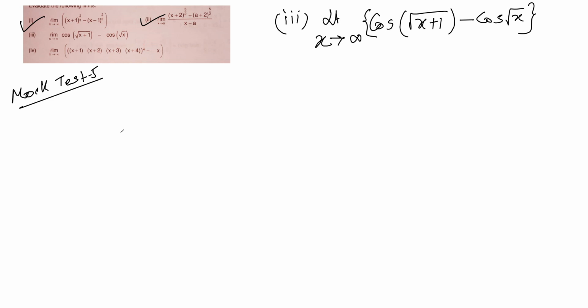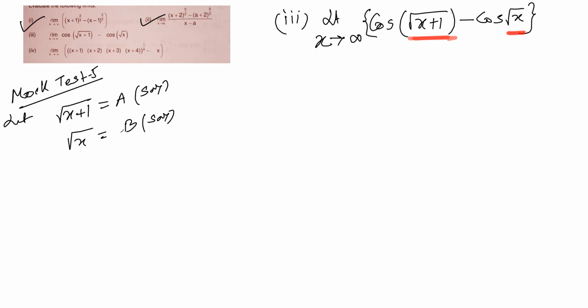of cos of root over of x plus 1 minus cos of root x. Now if you just take a look over this, these two portions, root over of x plus 1 and root x, what do we do? Suppose root over of x plus 1 is equal to a, let's consider this is equal to a, say, and root over of x is equal to b, say. So we just simply consider these two things.